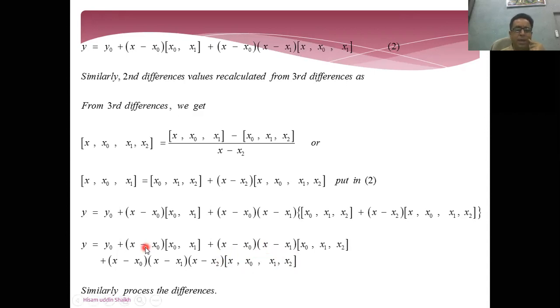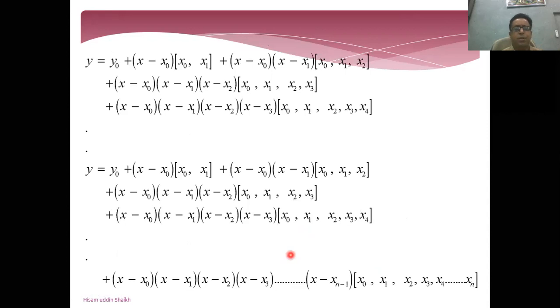First bracket: (x minus x naught) multiplied with the first difference; second bracket: (x minus x1) multiplied with the second difference; third bracket with the third difference; fourth bracket with the fourth difference. Similarly, we can apply the same process to recalculate the difference values. So this is a complete formulation.